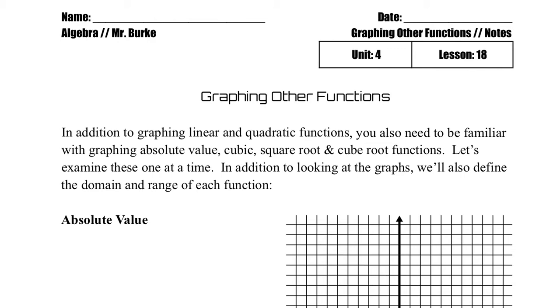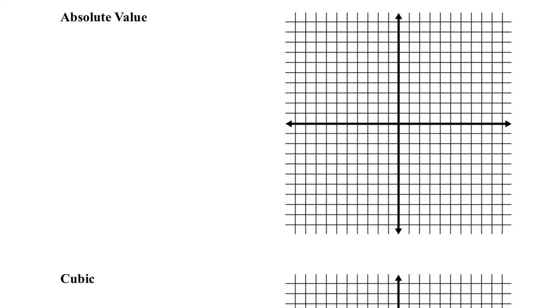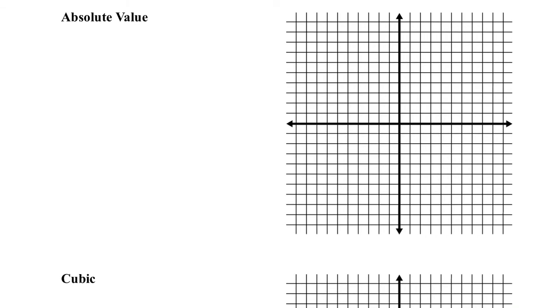So what we're going to do is we're going to look at one of these at a time. We're going to come up with the table from the graphing calculator, we're going to graph it, and then we're going to look at the domain and range. All right, so we're going to start, this video is going to be on absolute value. So if you were to punch this into the calculator for absolute value.